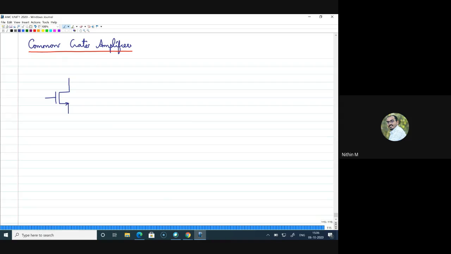That means your gate terminal will be common when you look at the amplifier circuit from the small signal perspective. So the gate terminal is common for input and output voltages. Why I am making this point is, with the understanding that the gate terminal is common, we cannot directly ground it. The gate will act as a reference only for your inputs and outputs.